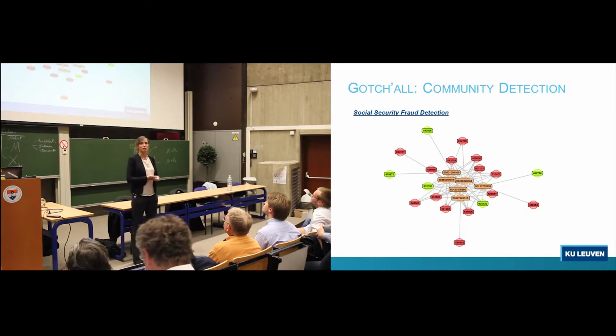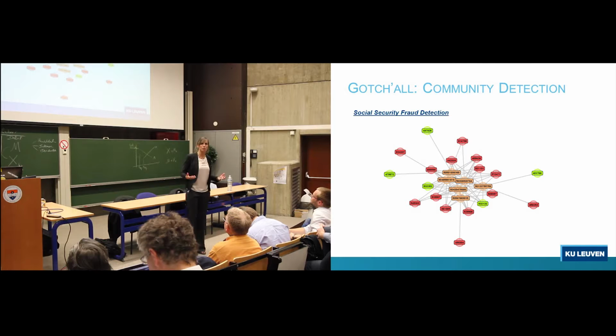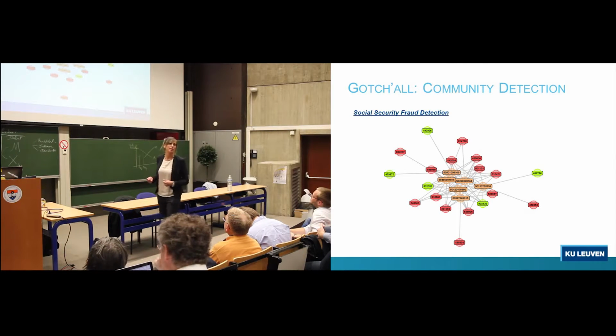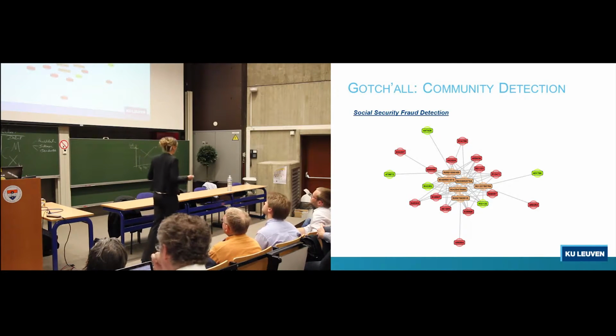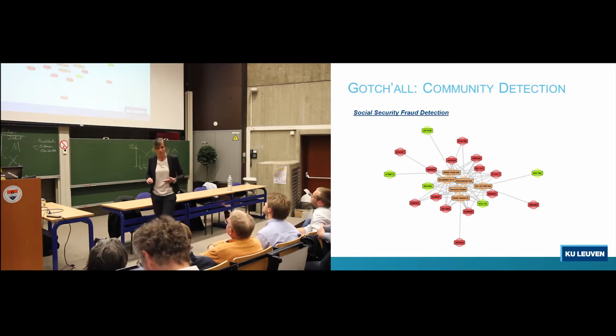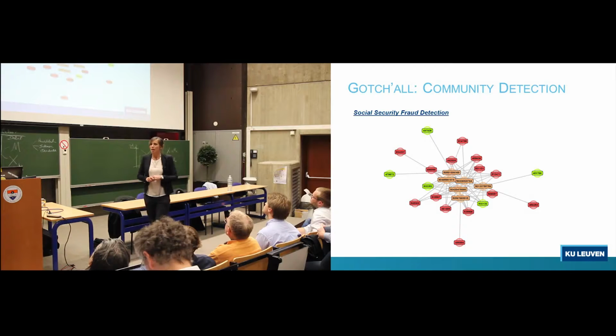What happens in social security fraud? Well, we have a lot of companies, and they use what we call resources to perpetrate their activities. What are resources? Like employees, like physical equipment, like addresses. Every company has an address. And lots of other things.